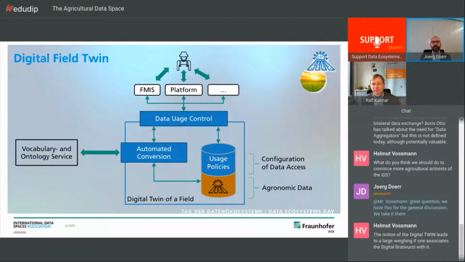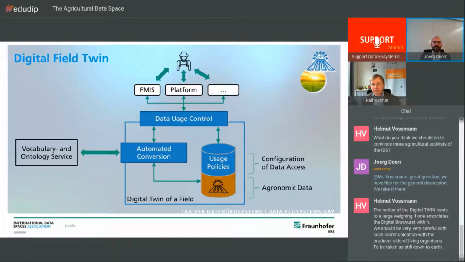And this is a strength if we can extend this kind of scope and not only look at it from a silo perspective, but what the IDS also encourages is to break up the silos and take a broader perspective. And I know that you're very active here with this one. Okay, another comment, we should be very, very careful with such communication with the producer side of living organisms to be taken as still down to earth. Yeah, I agree.